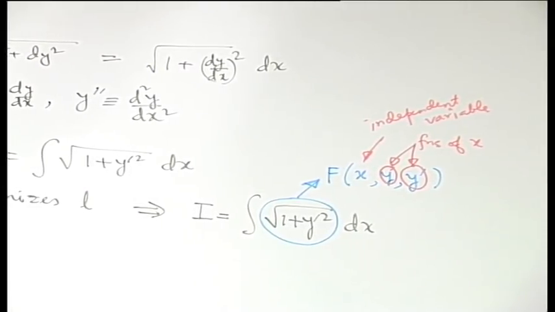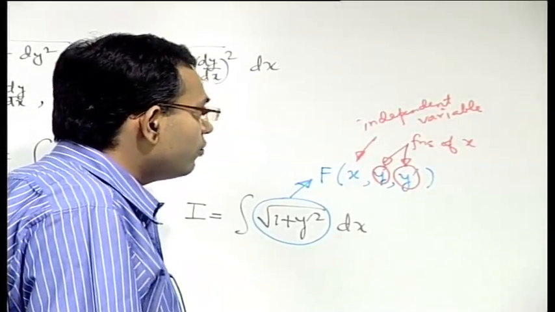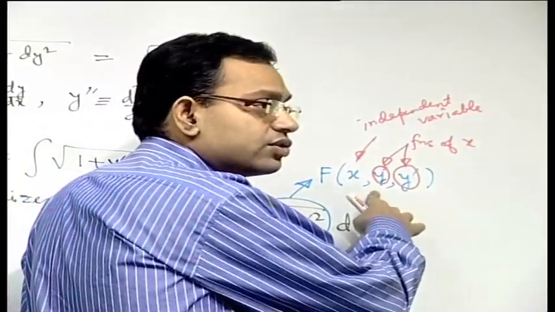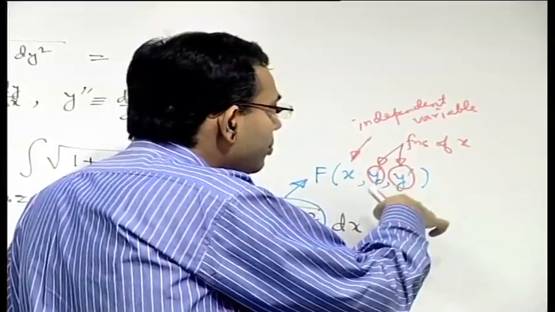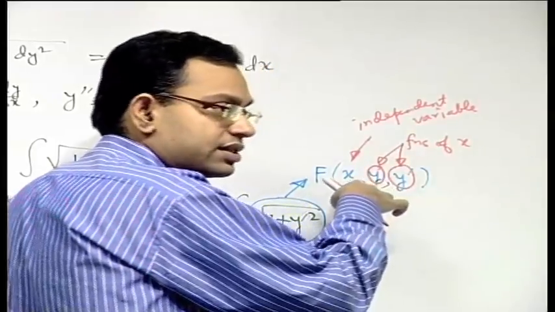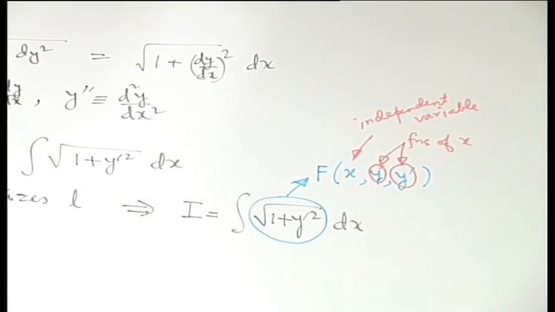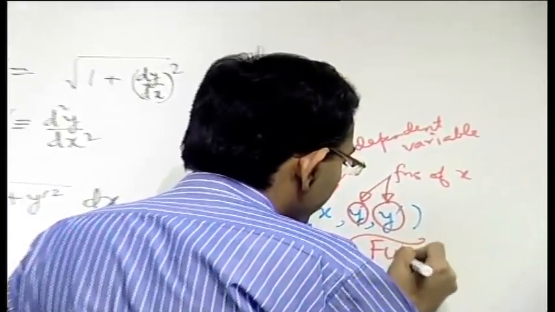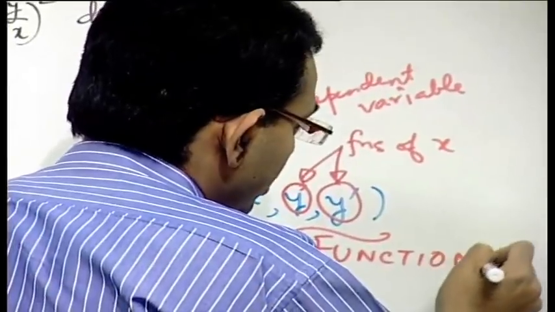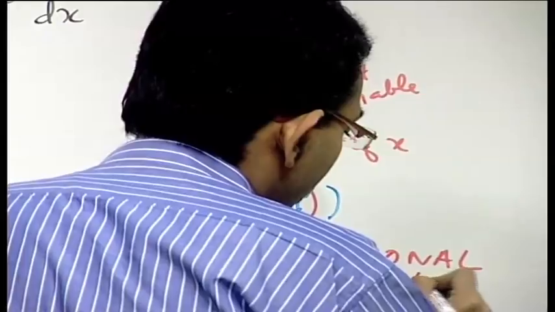Thus, capital F is a special type of function which involves other functions. So, it is a function of some function, because it is a function of y or y prime, which are themselves functions of x. These types of functions, which are themselves functions of other functions, are called functionals. So, this is a functional. In a simple way, it is equivalent to a function of a function.